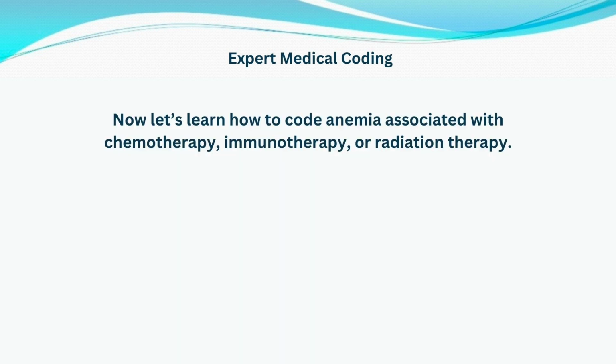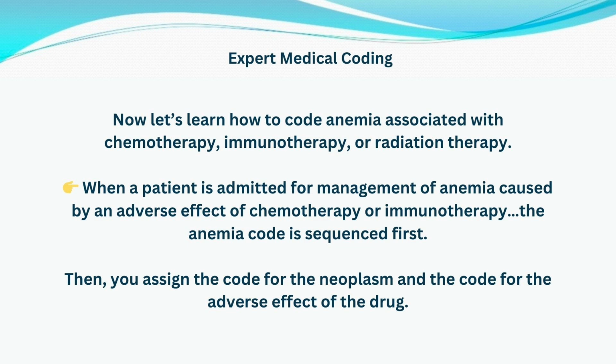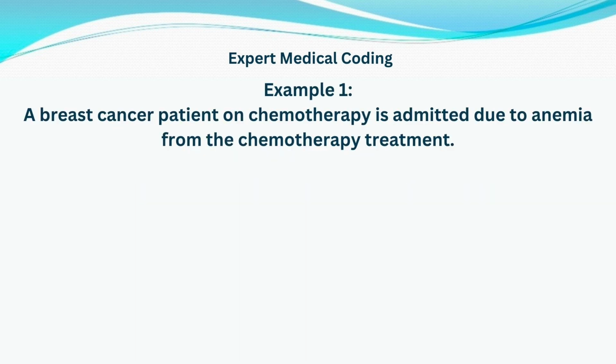Now let's learn how to code anemia associated with chemotherapy, immunotherapy or radiation therapy. When a patient is admitted for management of an anemia caused by adverse effect of the chemotherapy or immunotherapy, the anemia code is sequenced first. Then you assign the code for the neoplasm and the code for the adverse effect of the drug. So let us see an example here.